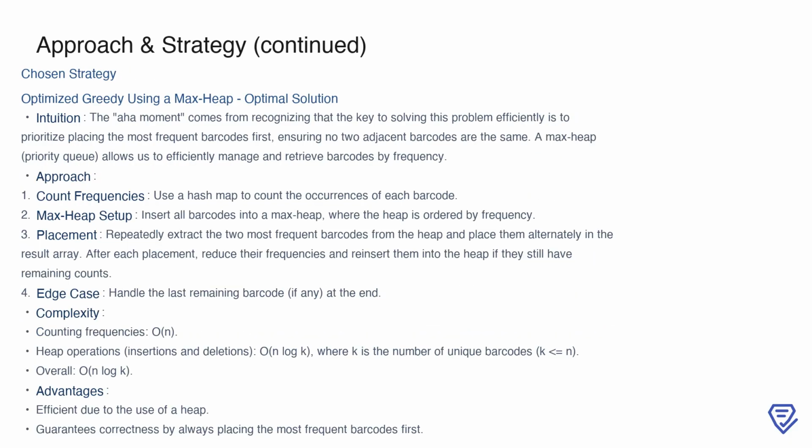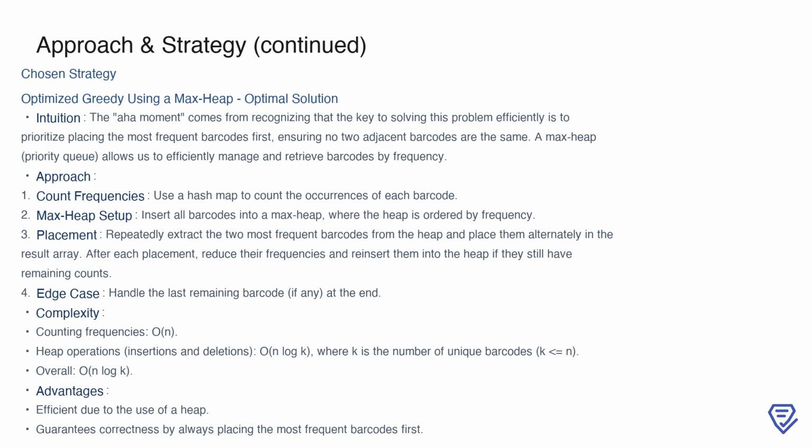The strategy we ultimately choose to solve this problem efficiently is an optimized greedy approach that leverages a max heap, also known as a priority queue. The key insight here is that the most frequent barcodes should be placed first to minimize the chances of adjacent duplicates. A max heap allows us to dynamically prioritize barcodes based on their frequencies.